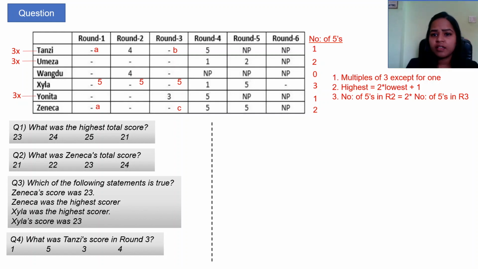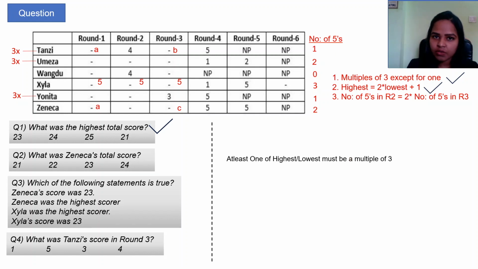Now let's look at points 1 and 2 which we have, that all of them are multiples of 3 except for 1. And the highest score is equal to 2 into lowest score plus 1. So if we know the highest score, we can derive the lowest score from that. And out of those two, at least one should be a multiple of 3. It is okay if both are multiples of 3, but it is not okay if both are non-multiples of 3. So let's move ahead. Highest is an odd number. That also we know very clearly. So now let us look at options if we can eliminate some directly.